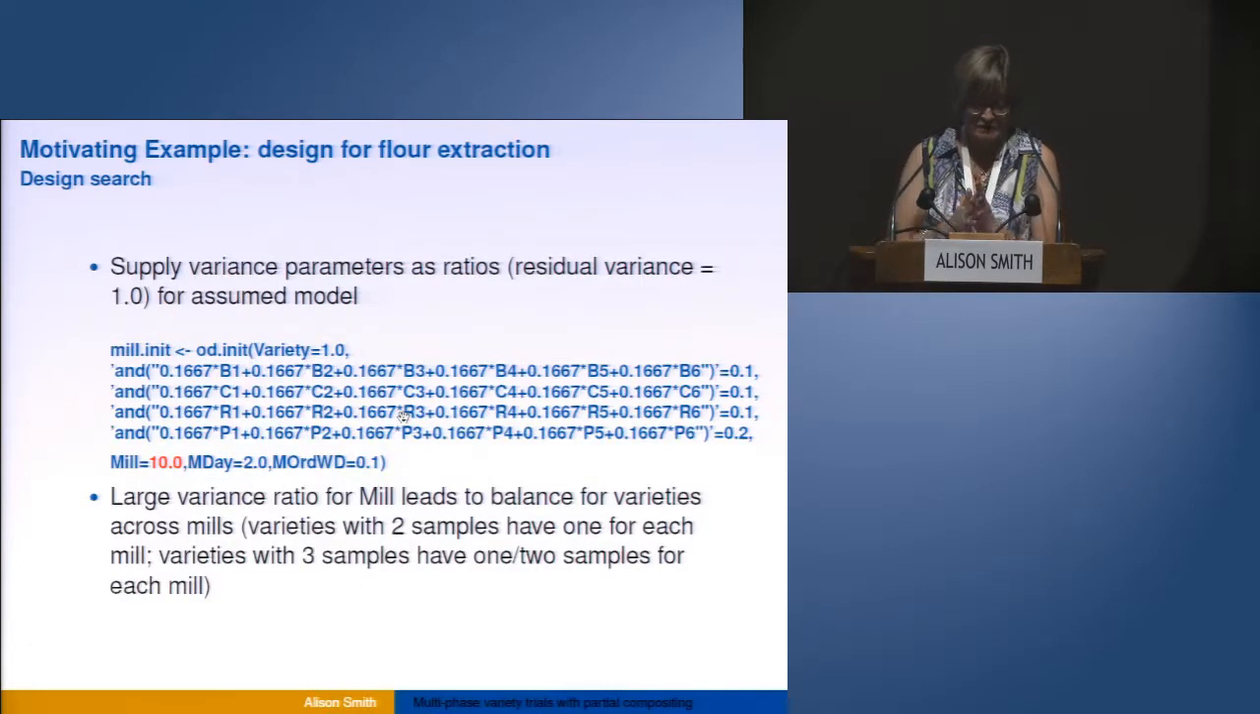Now, I know this looks gruesome, but it's just because I also have blocks. So the B stands for block, C for column, R for row, and P is our plot factors. So this is showing us the full model that we're going to fit and the starting variance parameters. Just to point out, the mill variance of 10, which is enormous, is basically constraining that to be almost like a fixed effect, so that varieties are going to be balanced across mills. And in fact, that's exactly what happens: for those varieties that have 2 samples, you get 1 for each mill, and with 3, it's 2 and 1.